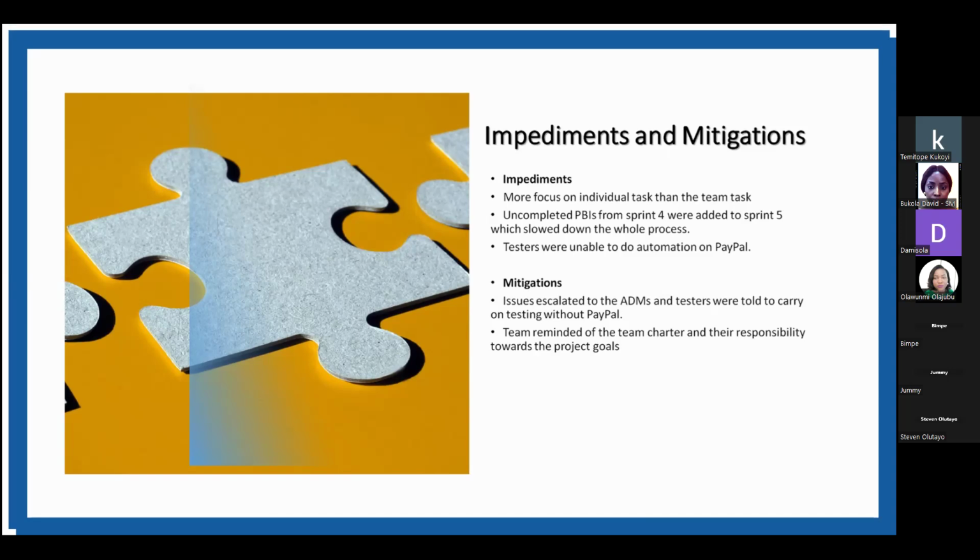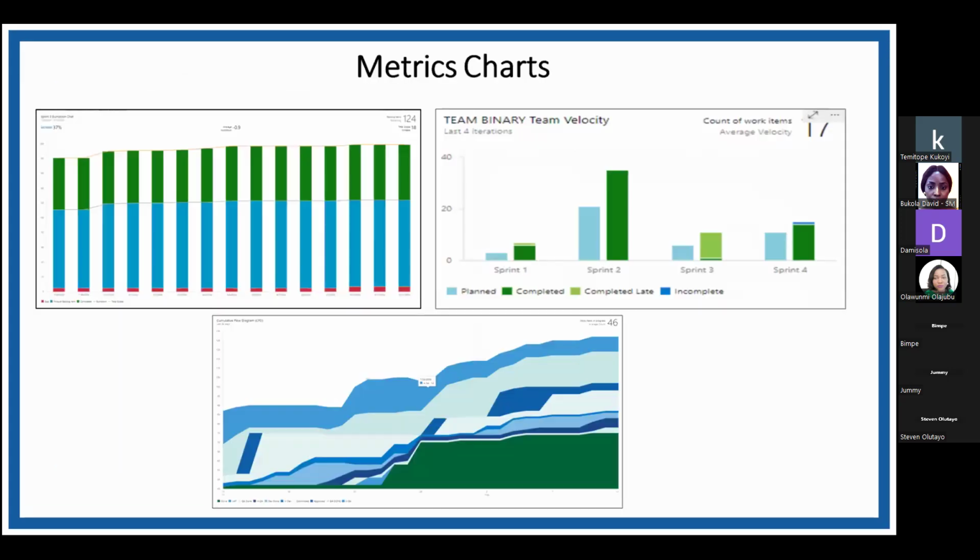And the mitigations: issues escalated to the ADM, and testers were told to carry on testing without paper. Team reminded of the team charter and their responsibility towards the project goal. Next slide, please. Next slide, please.